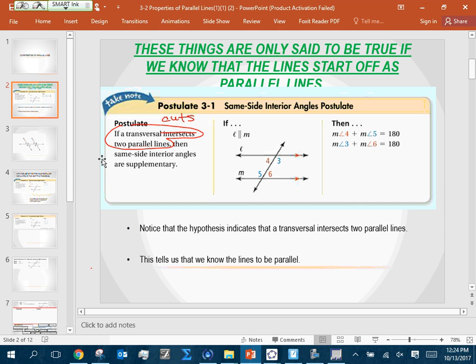But if I say if a transversal intersects two parallel lines, then same side interior angles are supplementary, then you say yes, that's true all the time. Does that make sense? All right, so I can delete one word out of that phrase. I delete the word parallel, and it changes everything that we can argue about that picture.